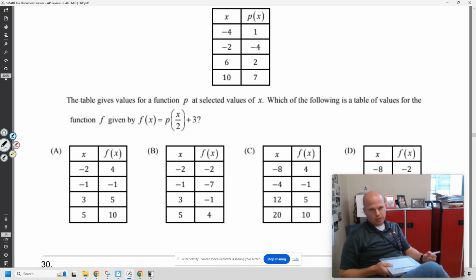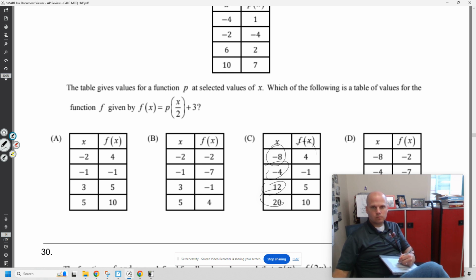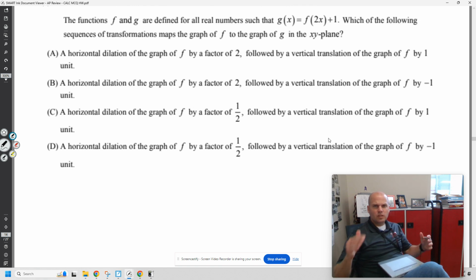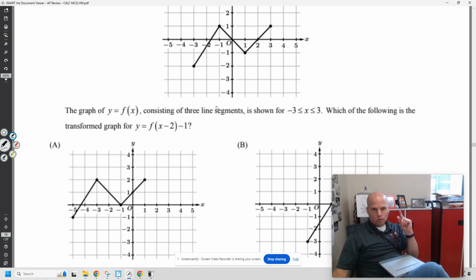Take your x's times 2, take your y's plus 3. Take your x's, divide by 2, take your y's, add 1. Take your x's plus 2, take your y's minus 1, shift to the right 2, down 1.